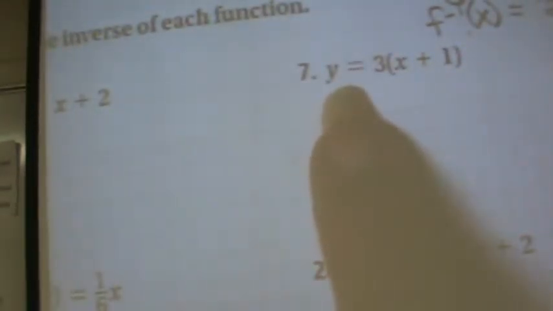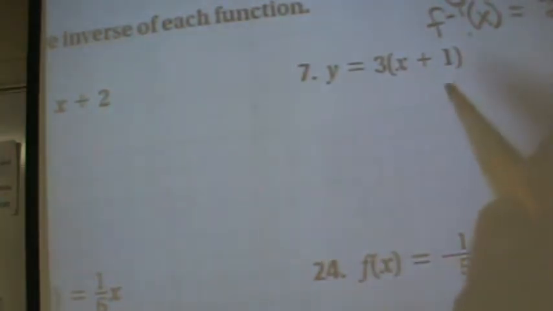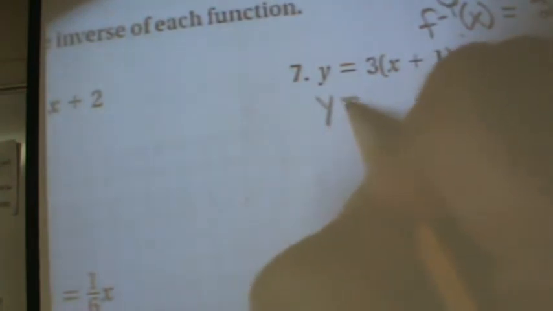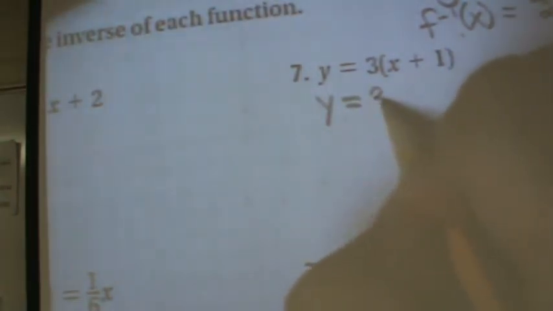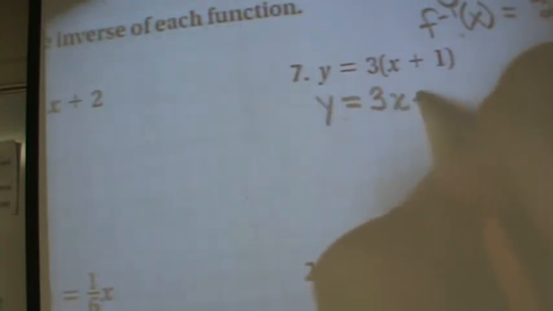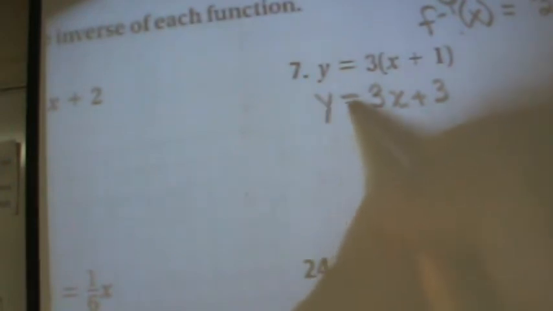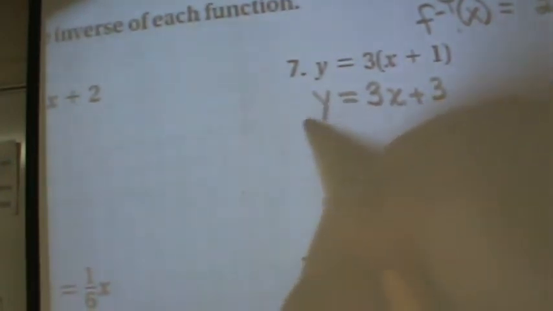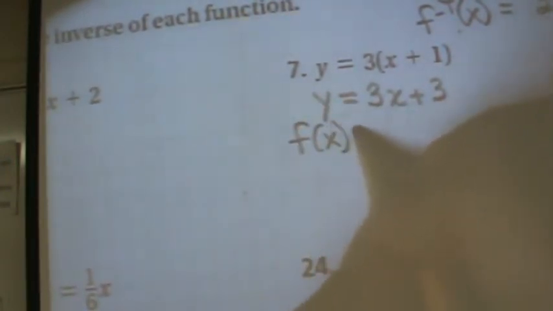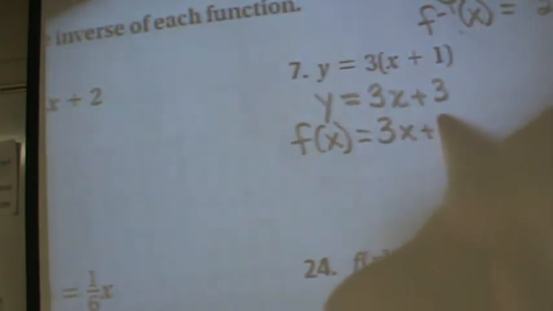And just be aware, look at this problem number 7. They want you to find the inverse of this. Before you switch x and y around, what do you think you should do with this 3? What do you think you should do with it? 3x plus 3. Yes. Distribute. Now, this is the function y equals 3x plus 3, or you could write f of x equals 3x plus 3.